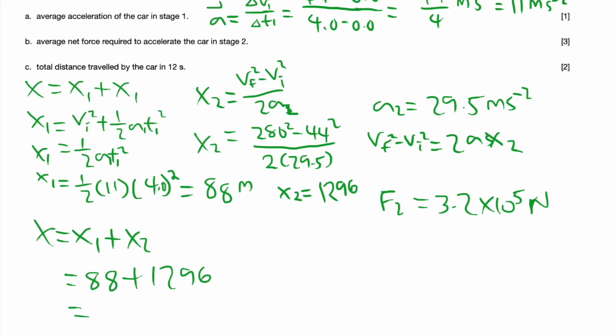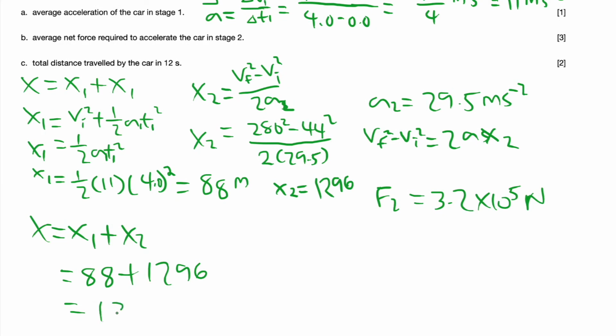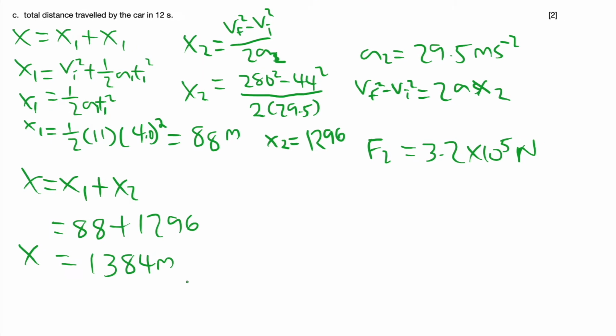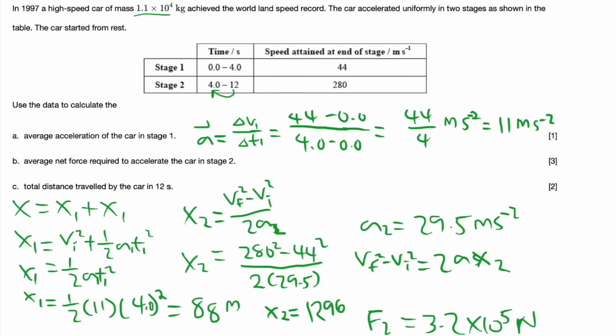So this is equal to 1,384 meters, the total distance. And because 88 has 2 significant figures, and here has 4 significant figures, we are only going to keep 2 significant figures for the final answer. So the total distance is going to be equal to 1,400 with a unit of meter. So this is the answer for this problem.